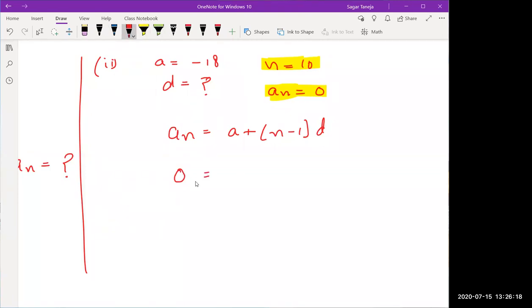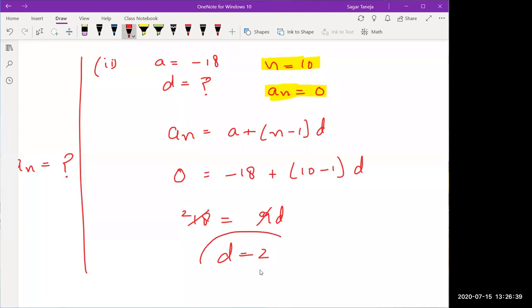So an here is 0, a is minus 18. Lakshya has given the answer. He's saying sir, the answer will be 2. Let's see. And d we have to calculate. Now 18 we can shift this side, positive 18, and here we're left with 9d. So 9 cancels out, and the answer is finally 2.